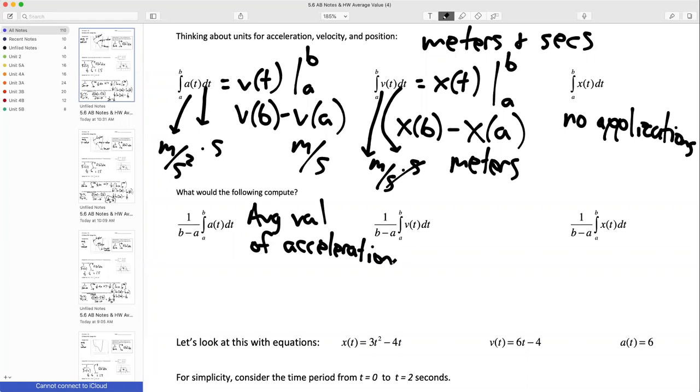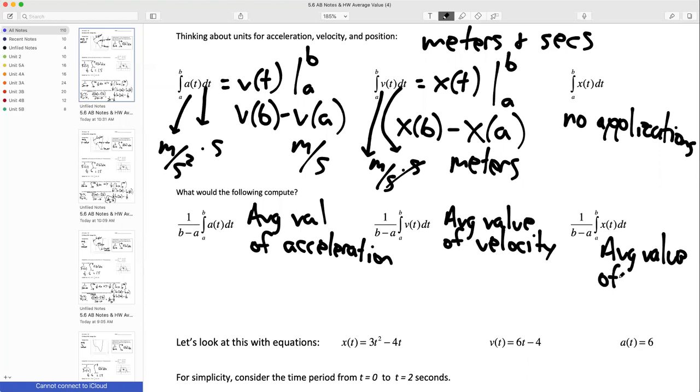Okay, let's do the next one. What is this? This would be the average value of the velocity. And this would be the average value of the position.